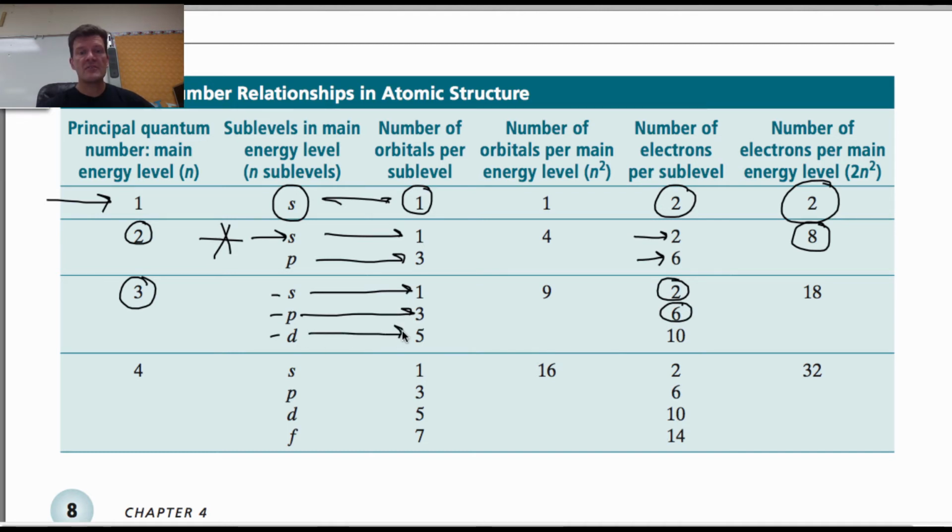You've got 5 different D orbitals. That's a total of 10, 2 in each of those. A total of 18 electrons can be in the third energy level. The fourth, you've got 1 S, 3 P, 5 D, and 7 F. I didn't show you the shapes of the F because I don't know what they are. And if there are 2 in each of these, that's a total of 16 different orbitals, 2 in each of those, a total of 32 electrons in the fourth energy level.